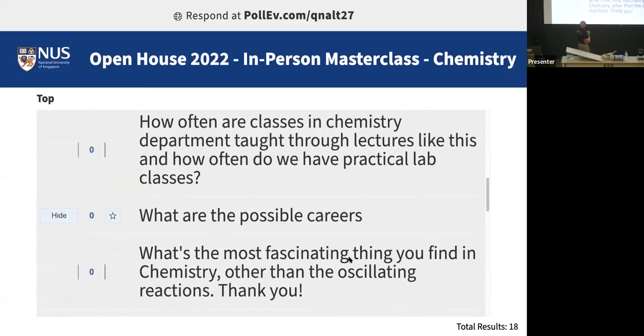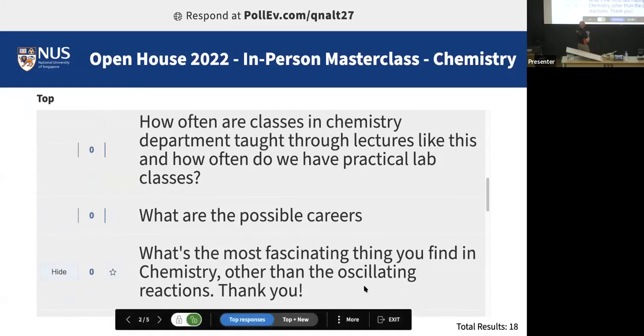Most fascinating thing in chemistry, other than oscillating chemical reactions? I think what fascinates me as a theoretical chemist really is how mathematics describes chemistry. I touched a little bit on that, showing you some of the simulations I put together in order to reproduce what we were observing.